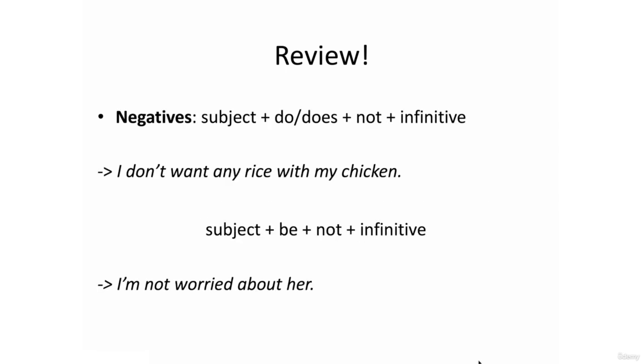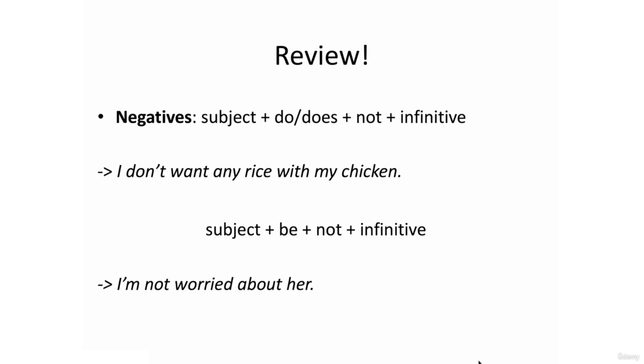To form negative structures in the present simple, we use the auxiliary verbs don't and doesn't. Don't is the contraction of do not, and doesn't is a contraction of does not. We use the sentence construction subject plus don't or doesn't plus infinitive. For example, I don't want any rice with my chicken.